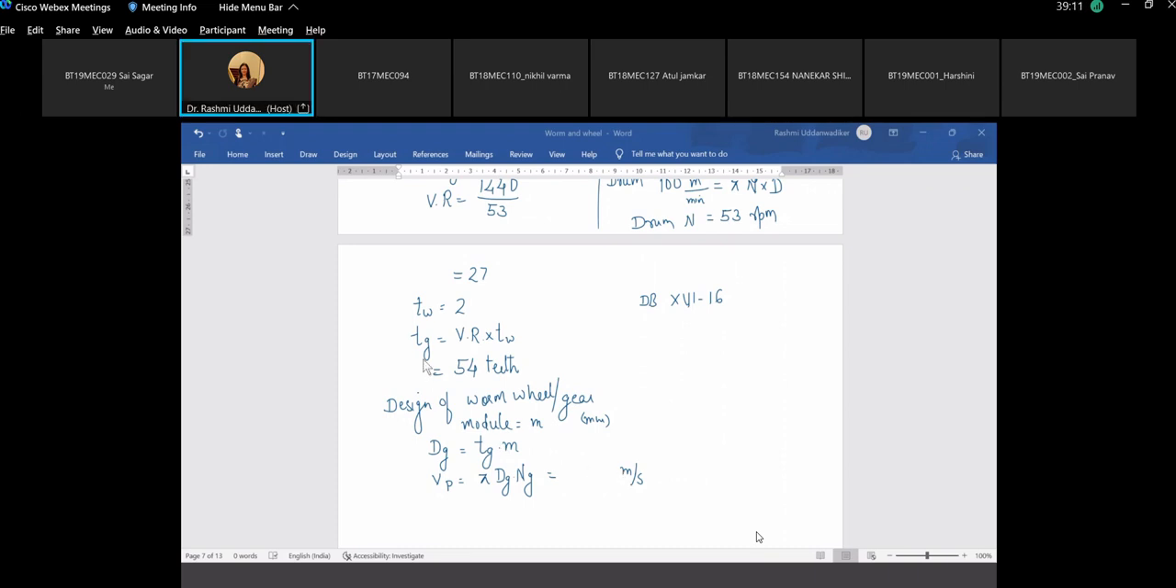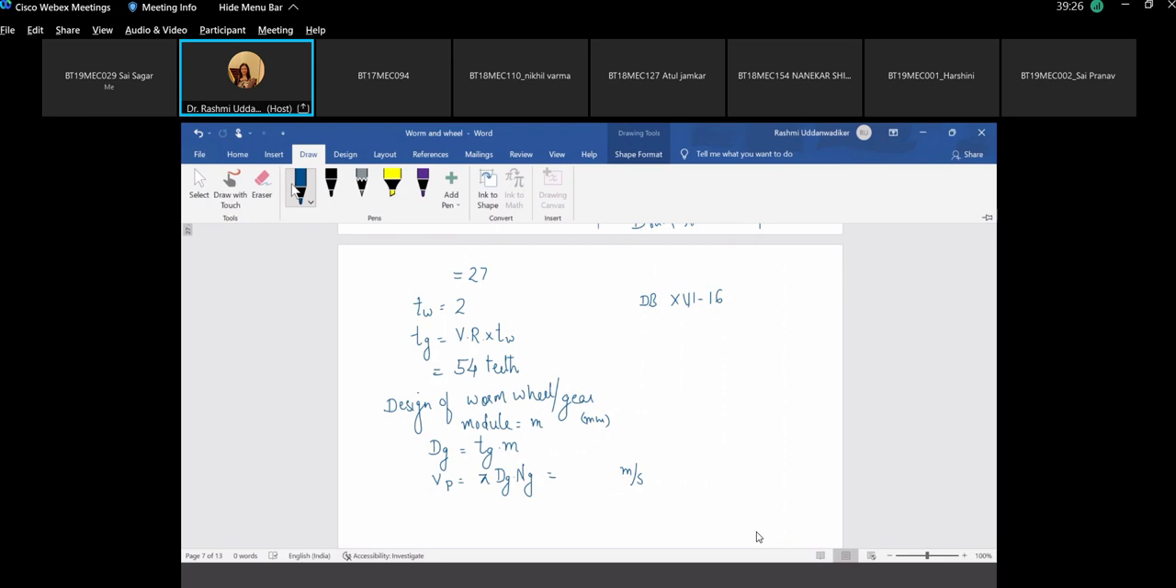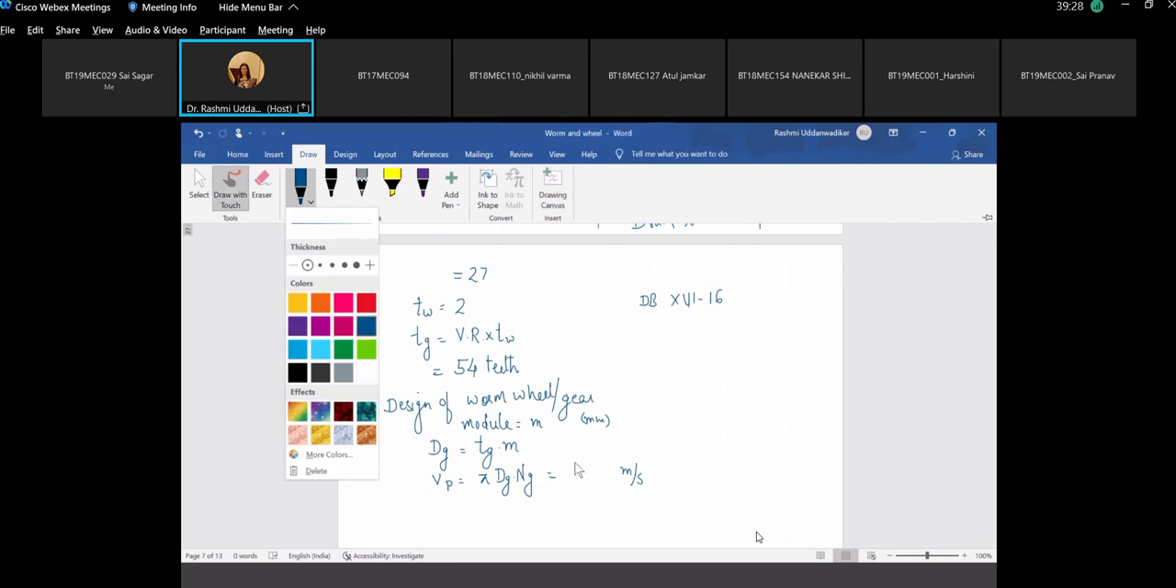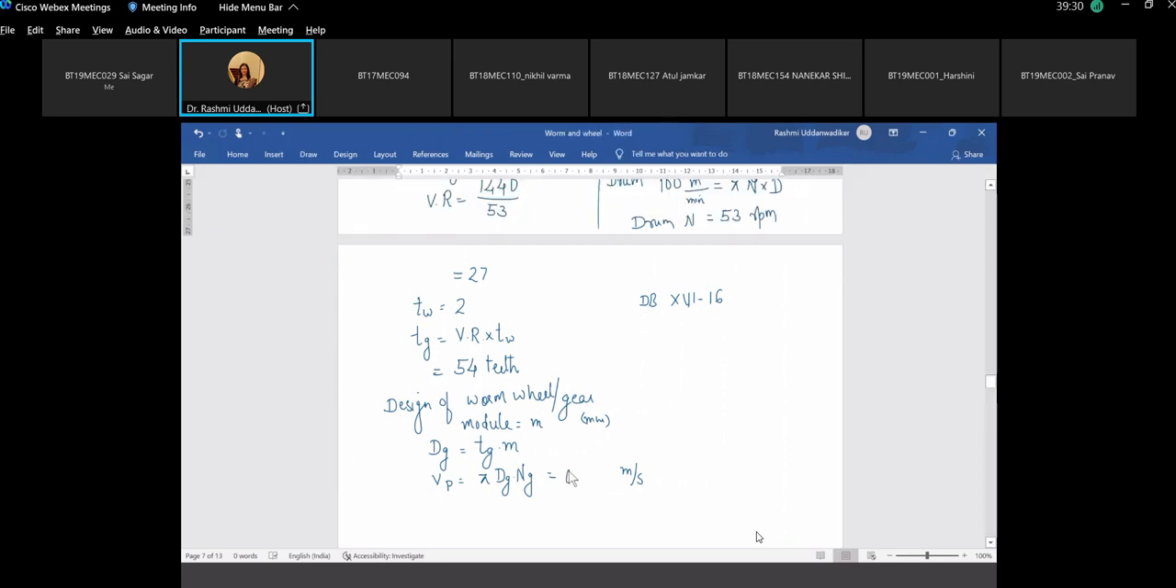And now once we know the number of teeth and we are assuming the module, we take the diameter of the gear wheel as m times tg. So this is now 0.15 times module. What is the next step?